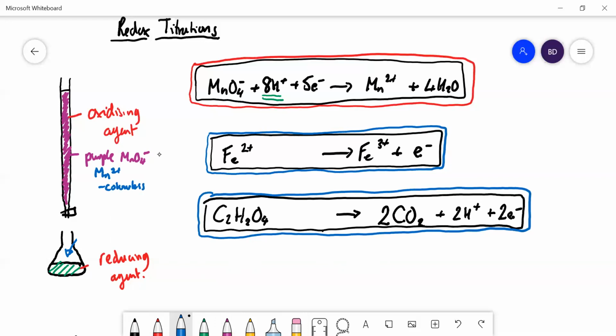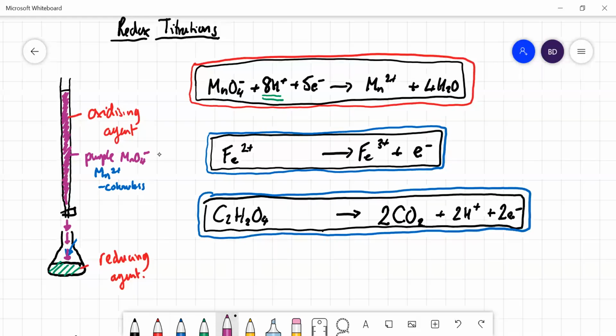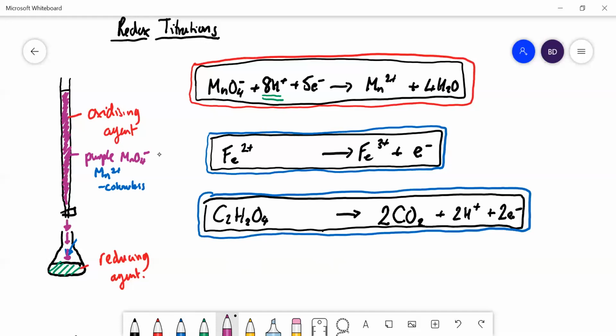So as you let your manganate come out of the burette here, it falls down into the reducing agent, and the purple color disappears as it turns into the Mn2+ ion. And that will keep going until you get to the very end. When you've used up all the reducing agent, your manganate ion will persist. It won't get reduced. The manganate ion will persist in the solution.